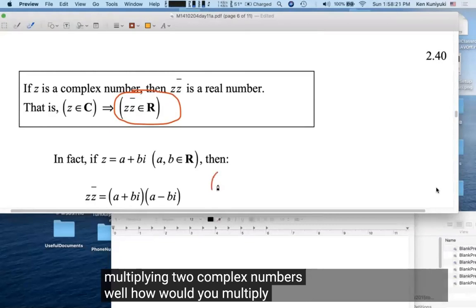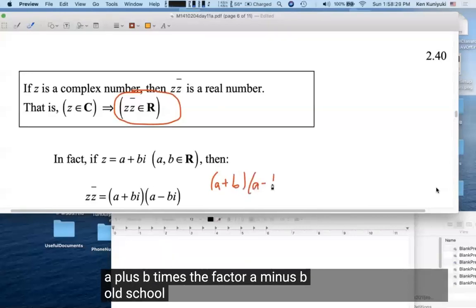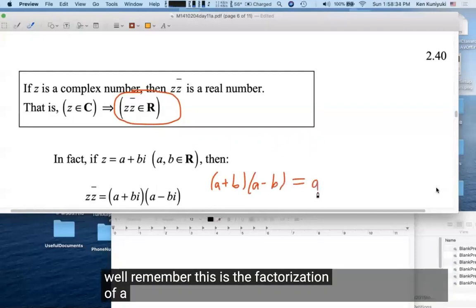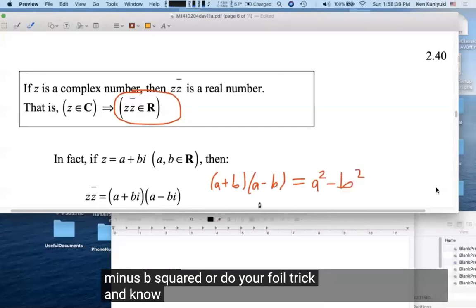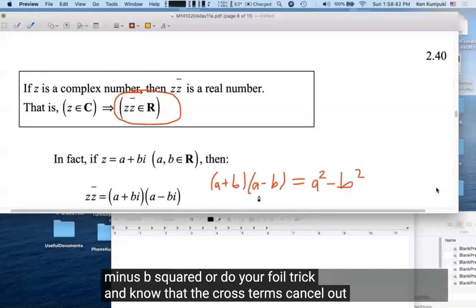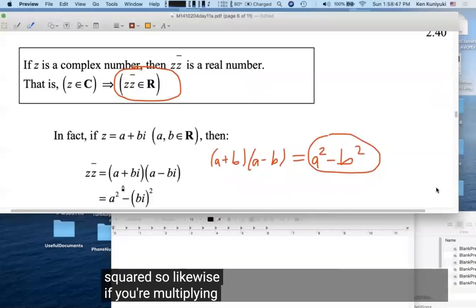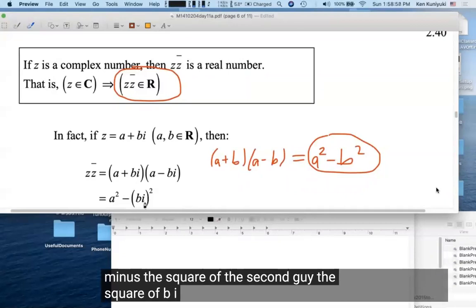Well, how would you multiply the factor a plus b times the factor a minus b old school? Well, remember, this is the factorization of a squared minus b squared. Or do your FOIL trick and know that the cross terms cancel out. But the result here is a squared minus b squared. So likewise, if you're multiplying this sum by this difference, it's the square of the first guy, it's a squared, minus the square of the second guy, the square of bi.